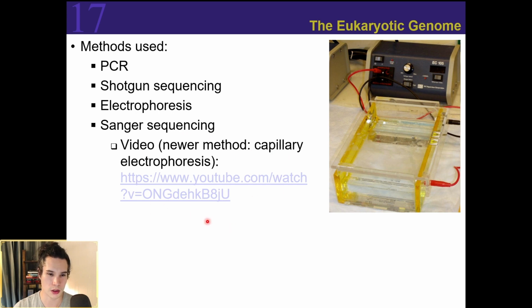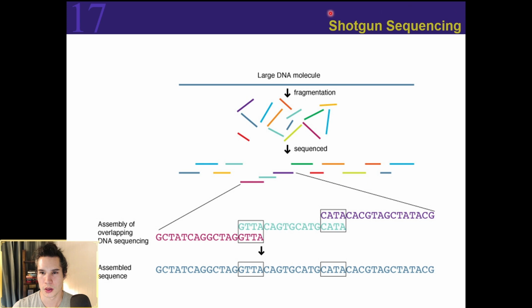uses capillary electrophoresis. So to overview, shotgun sequencing is where you actually take many of the large pieces of DNA that you want to sequence, and you cut them into randomized fragments. So you cut this DNA into randomized fragments, and what you do is you line up the DNA with other DNA to find its relative location in the overall sequence.